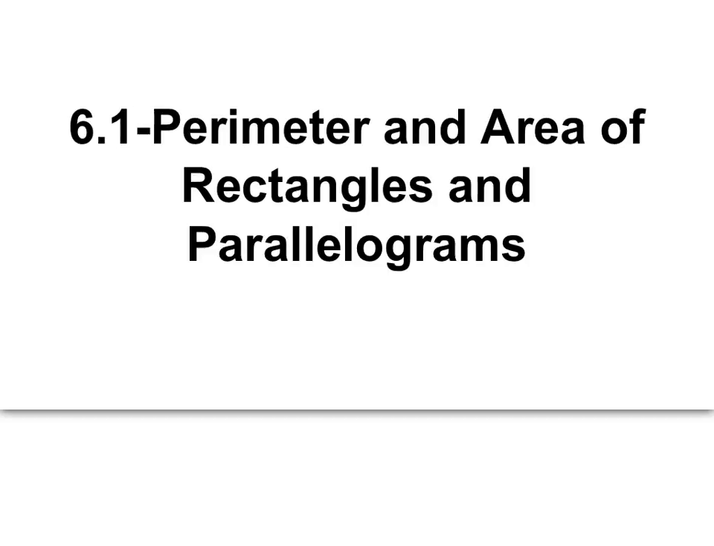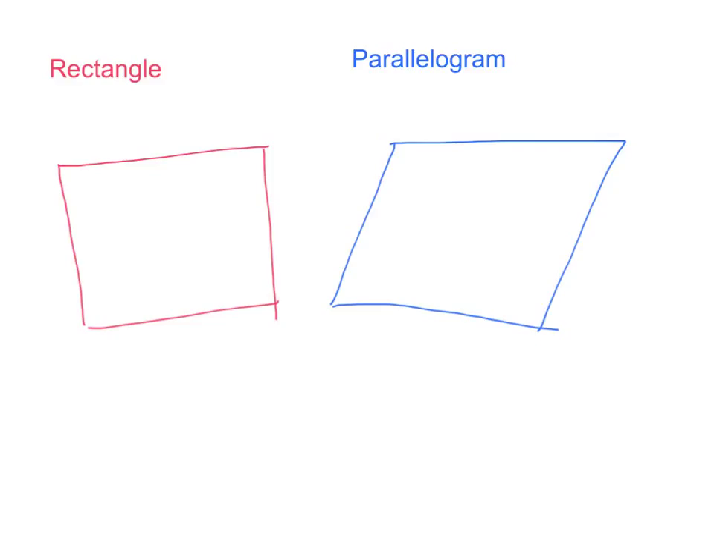Alright, today we are going to do 6-1 and we're talking about perimeter and area of rectangles and parallelograms. Let's just compare the two, a rectangle and a parallelogram. Remember, a rectangle has two sets of parallel sides and creates a 90-degree angle in all corners.